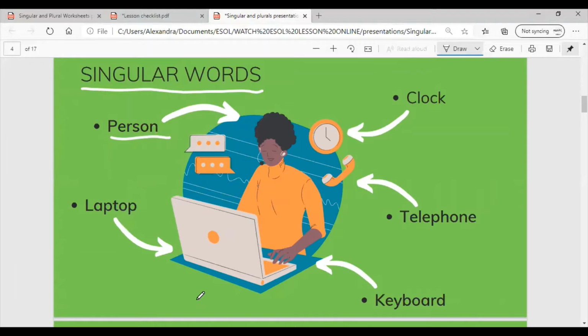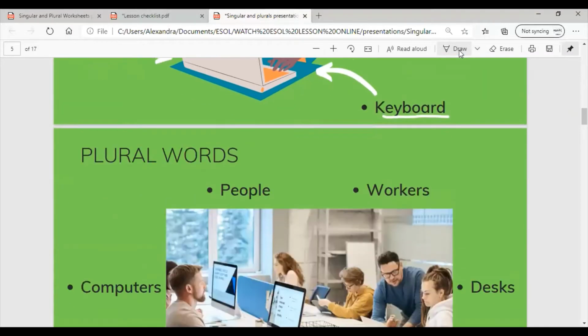She's just got one laptop. So you would just say laptop. You would not put an S on the end to make laptops if there was more than one. She's just got one keyboard. So that would just be our singular word. Telephone on its own tells us that she's just got one telephone. That is a singular word. And then there's one clock telling the time, and there's just one of them. So we know that all these are singular words, as it does not imply that there's more than one, there's only one, and there's nothing on the end of the words or in the picture to tell us that there's more than one. So that's what a singular word is.